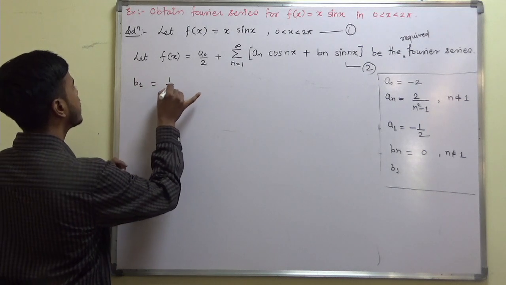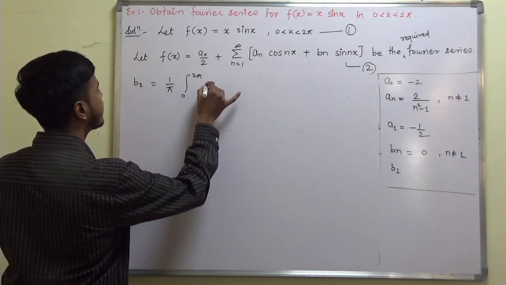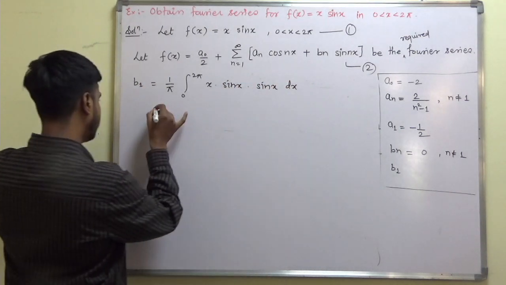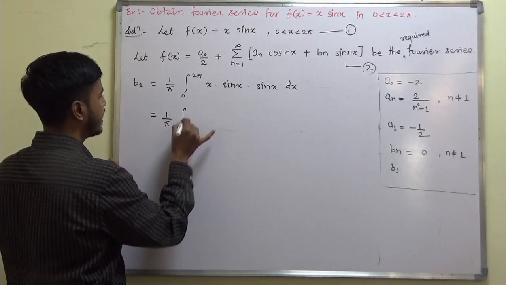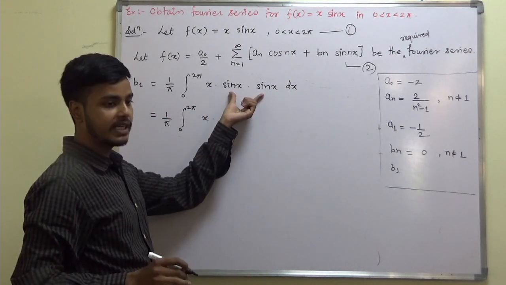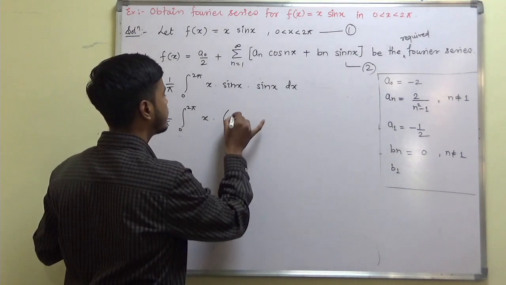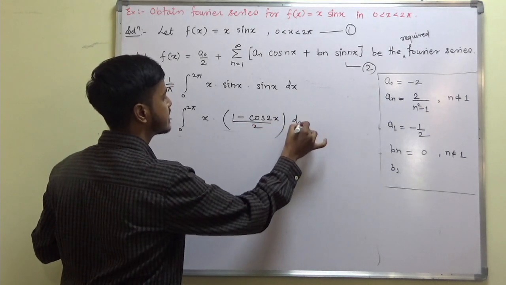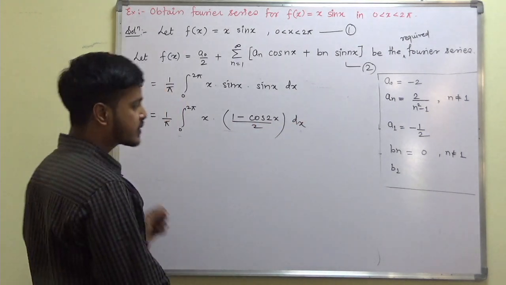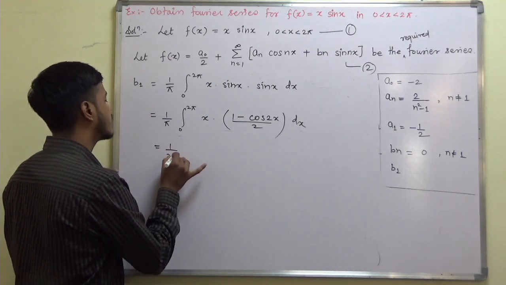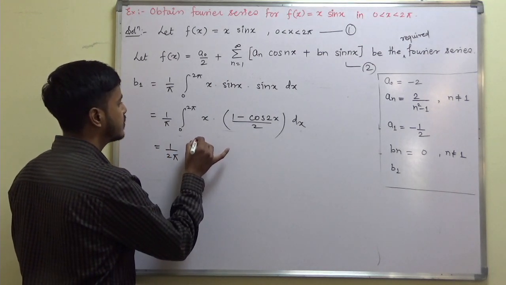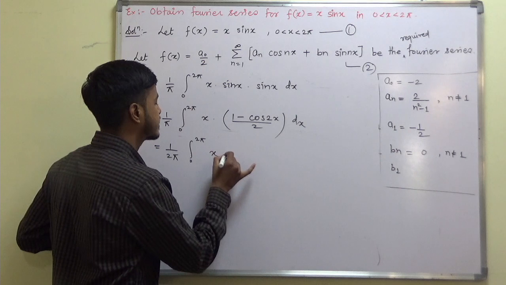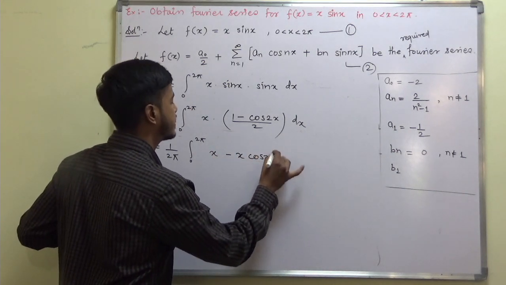B1 is equal to 1 by pi integration 0 to pi f of x, that is x sine x, into sine x dx. 1 by pi integration 0 to pi x into, what is sine into sine? Sine square x. What is the formula for sine square x? 1 minus cos 2x by 2 dx. Now you can take this outside. So this is 1 by 2 pi integration 0 to pi, x minus x cos 2x dx.